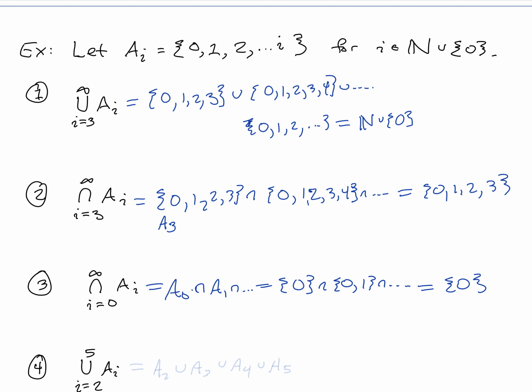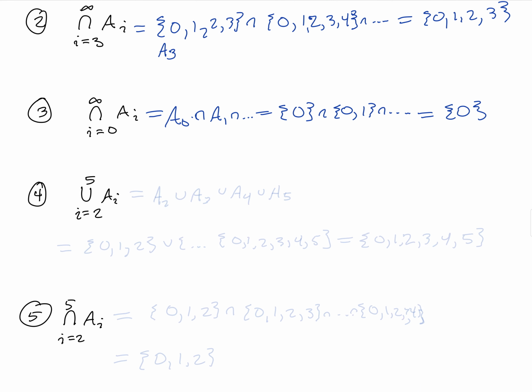If we look at the union from i equals 2 to 5 of the A_i, so A2 union A3 union A4 union A5, that's going to be A2 is 0, 1, 2, A3 is 0, 1, 2, 3, and so on, union with A5, which is 0, 1, 2, 3, 4, and 5. The union just requires that an element is in at least one of those sets. So we see that we will get 0, 1, 2, 3, 4, and 5 as the union of those sets.